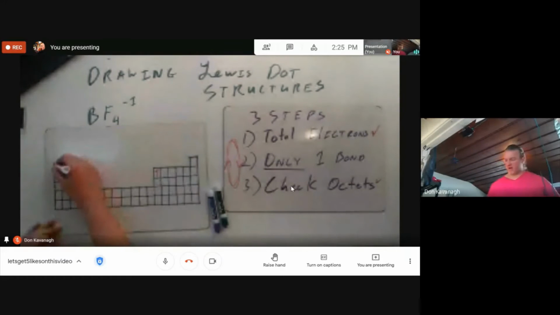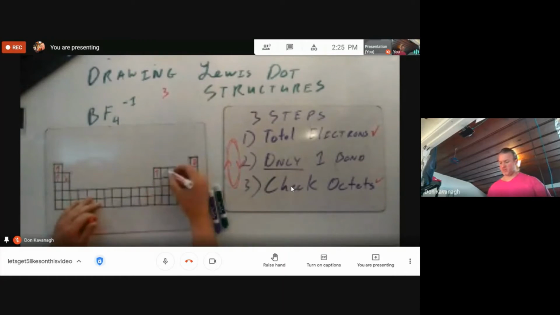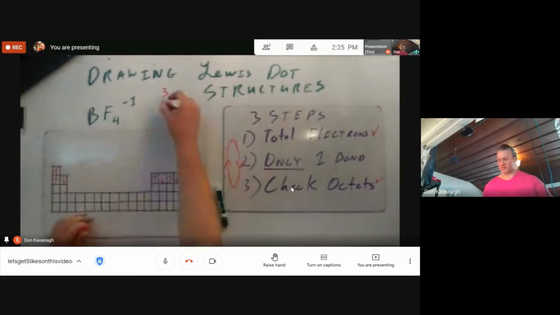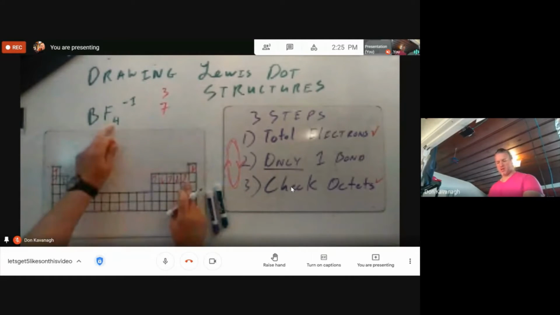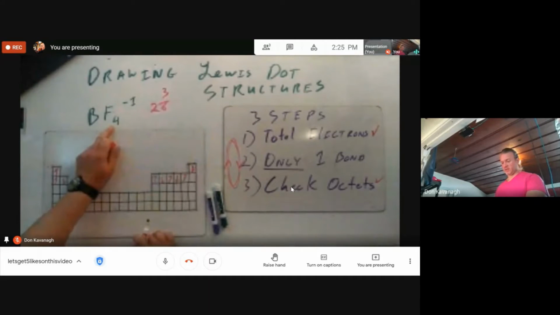Now, boron has 5 electrons total in its neutral state, and only 3 of them are used for bonding in the valence shell. So boron brings 3 electrons to the bonding buffet. Now, fluorine has 9 total electrons, but its valence shell contains only 7. So to the bonding buffet, fluorine brings 7. I have 4 of them, so 14, 28. So all my fluorines are bringing 28 total in here.